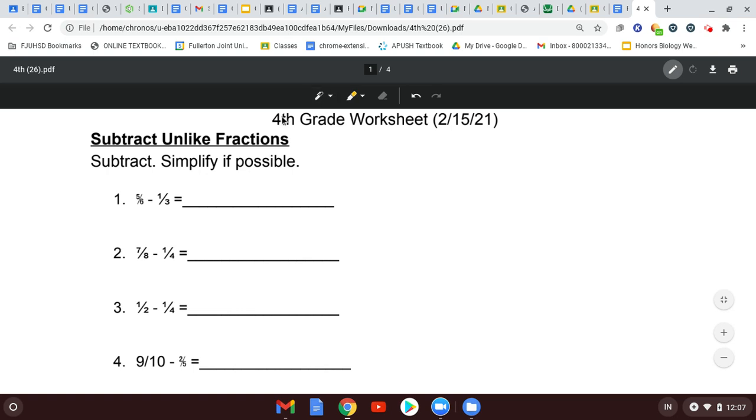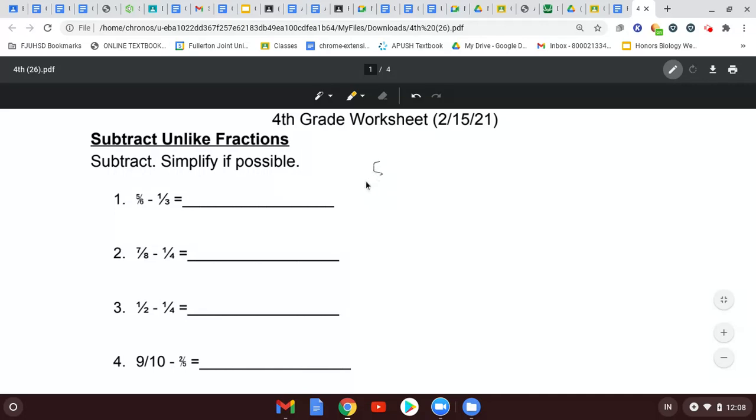Okay, so let's get started. So on page 1, we're going to be talking about subtracting unlike fractions. Unlike fractions are basically fractions that have different denominators, or numbers on the bottom. So we're going to go over question number 1.